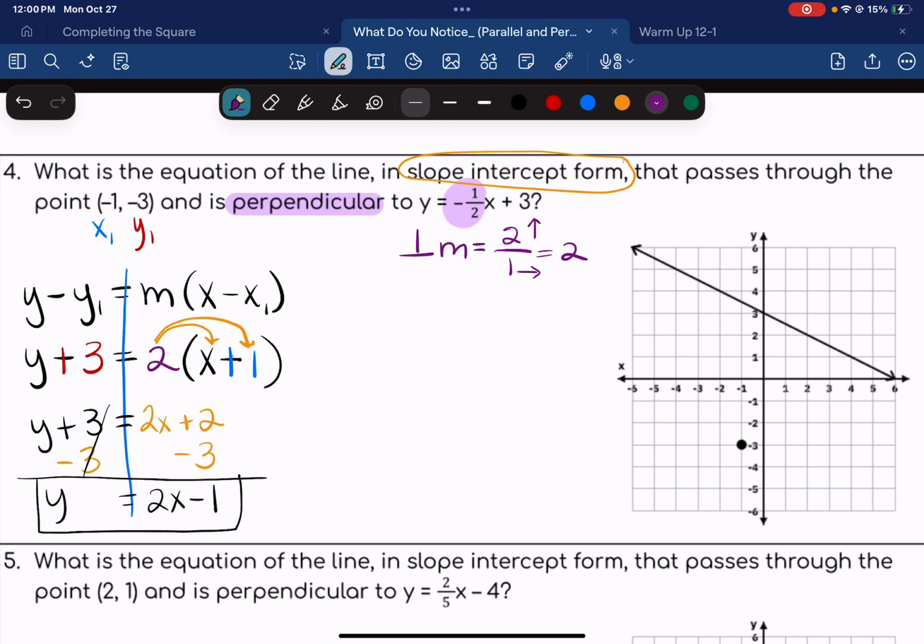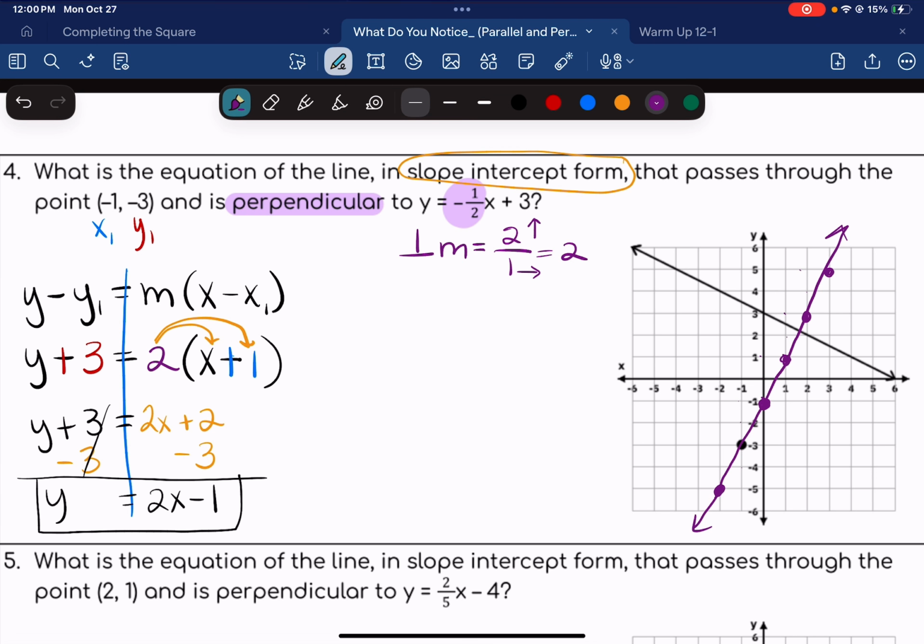So let's start with our given point, and we'll go up 2, right 1, up 2, right 1, up 2, right 1. And you can go all the way across the grid if you want to. Or remember, you can go in reverse. You can go down 2 and left 1, and you'll still fall on the same line. So here is our perpendicular graph.